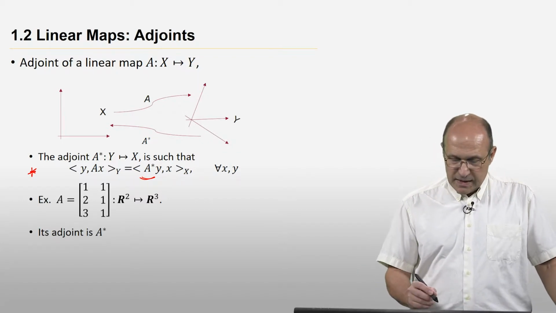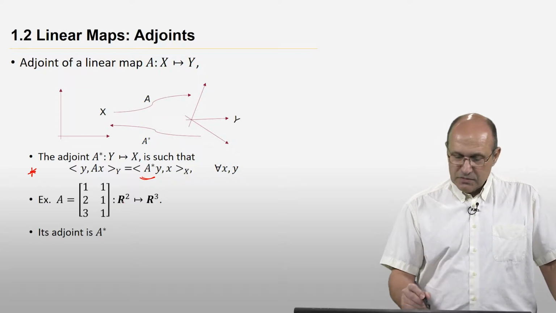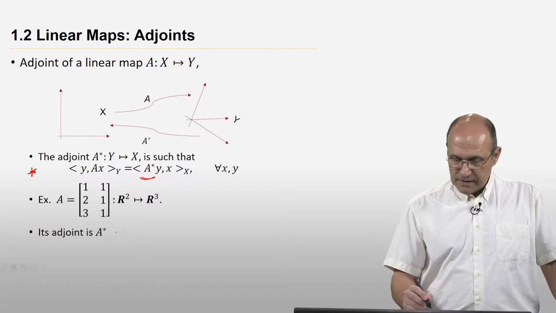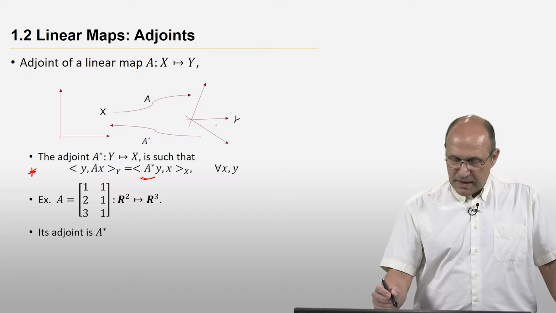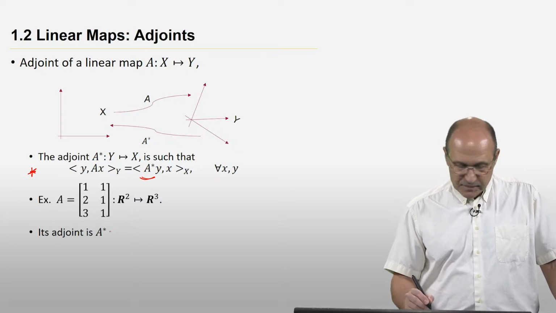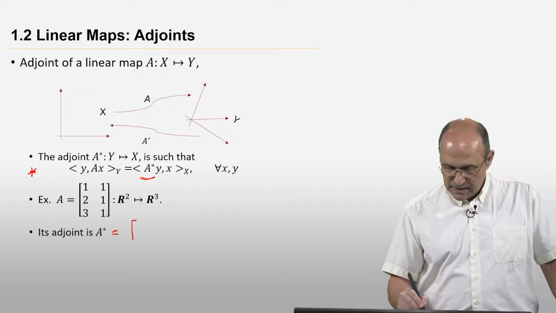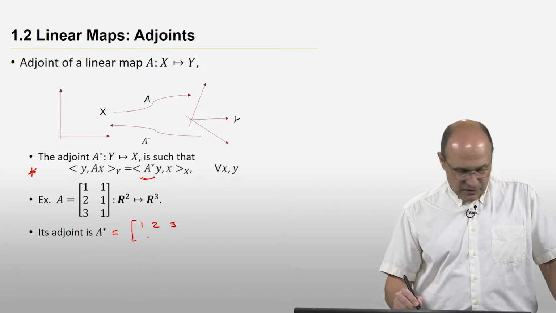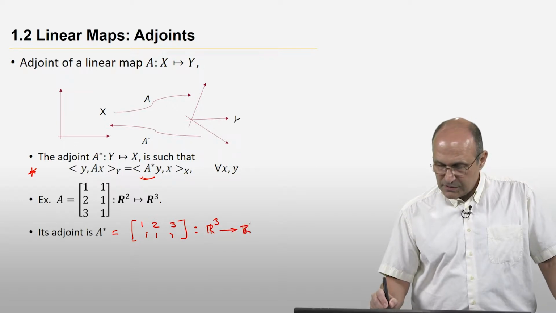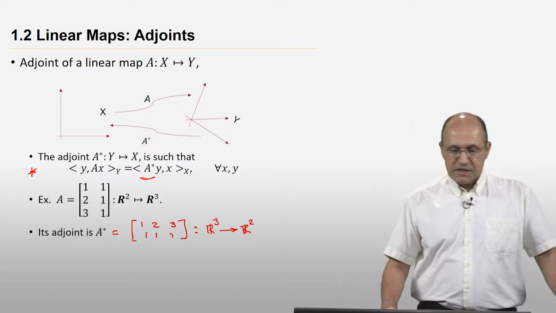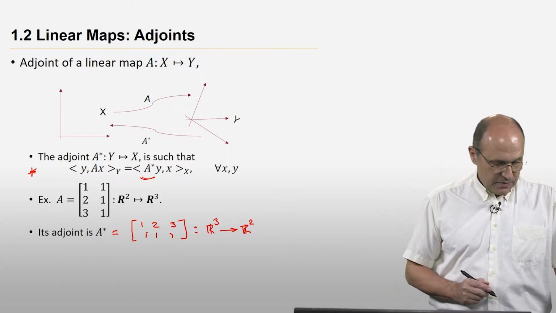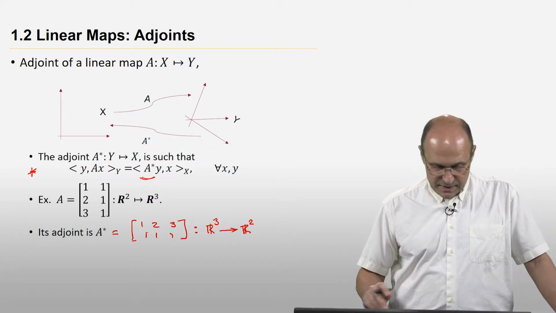For my particular example here, the map A takes R2, which is my X space that I have defined here, has dimension 2 coordinates, and maps it to elements in R3, so it does produce a three-dimensional element at the end. Now, the adjoint is simply the map 1, 2, 3, 1, 1, 1, which maps R3 to R2. It's not an inverse, it's just a map that goes backwards, and it has this very important property regarding the inner product with the elements of the space.